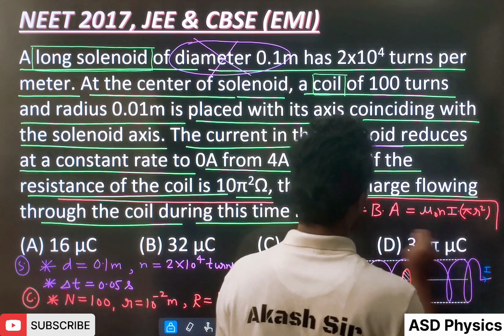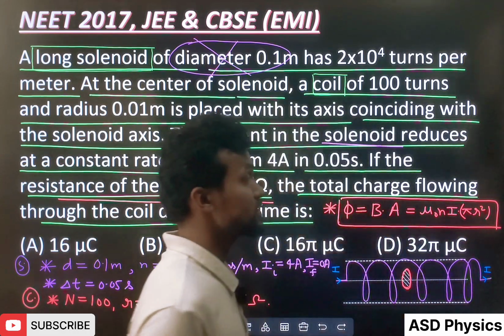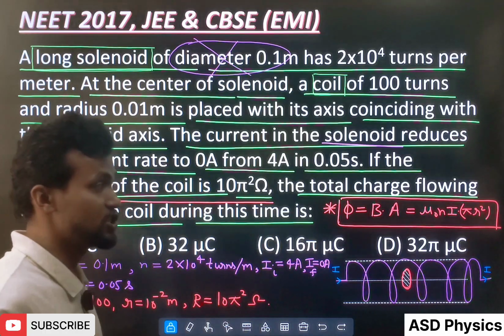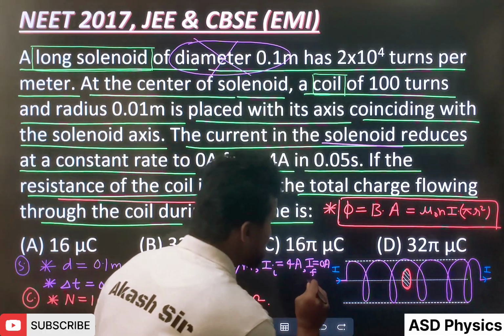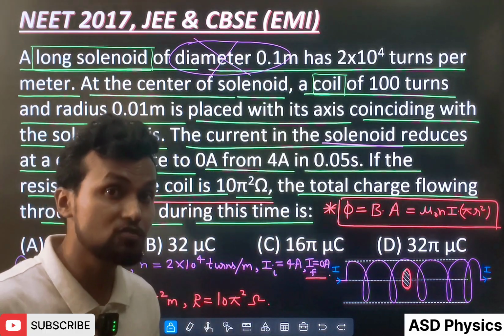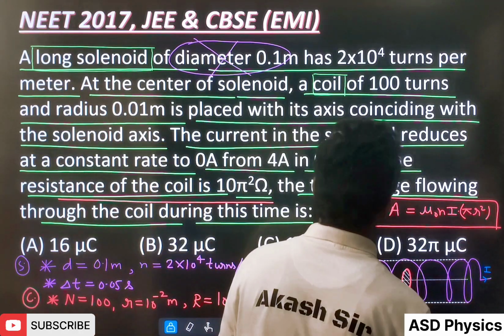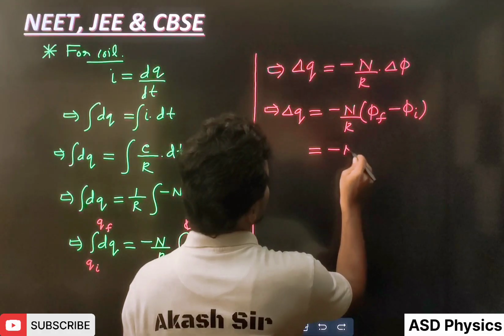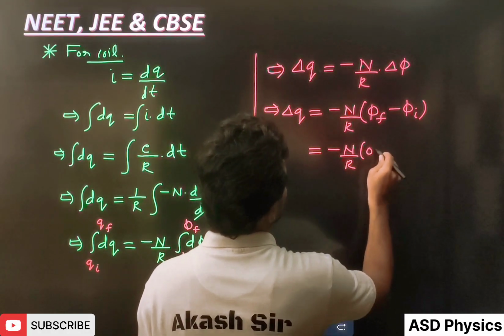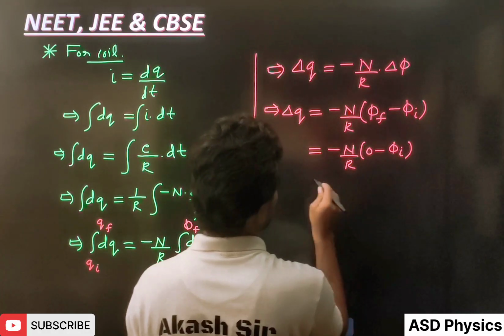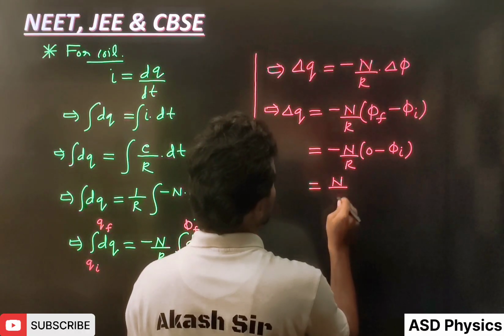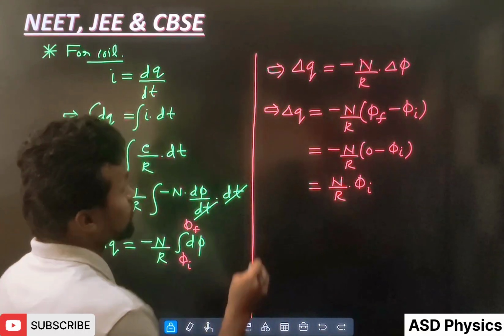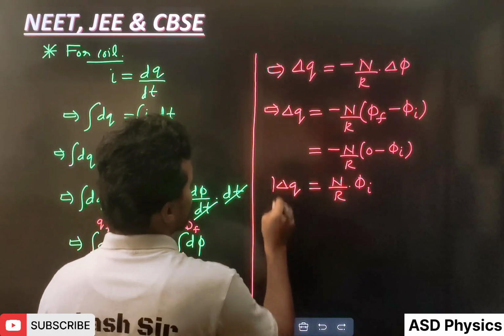From here you can see very well that this flux depends upon the current. And you know the final current is 0. That means the final flux will also be 0. So we can write minus N by R, this will be 0 minus phi initial. From here this will become N by R into phi initial. So this is the formula we have got.